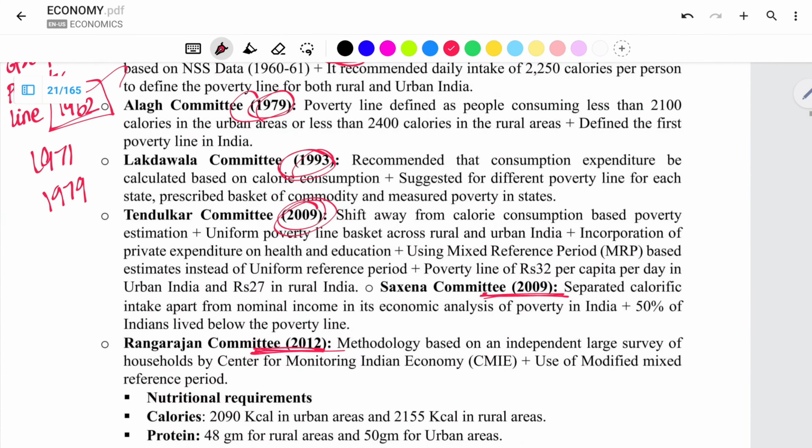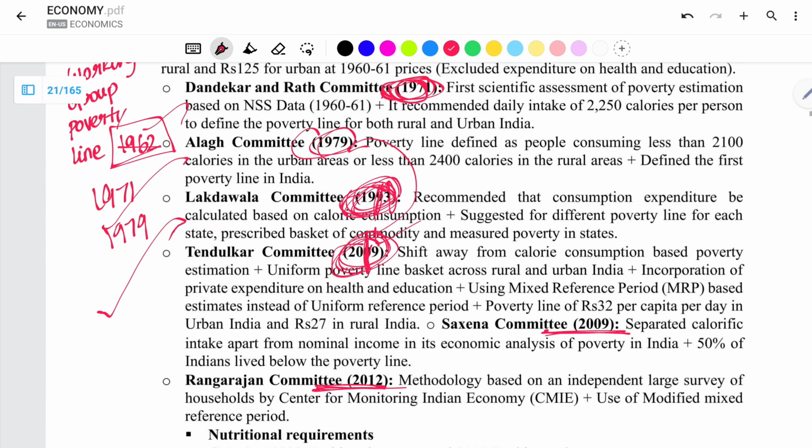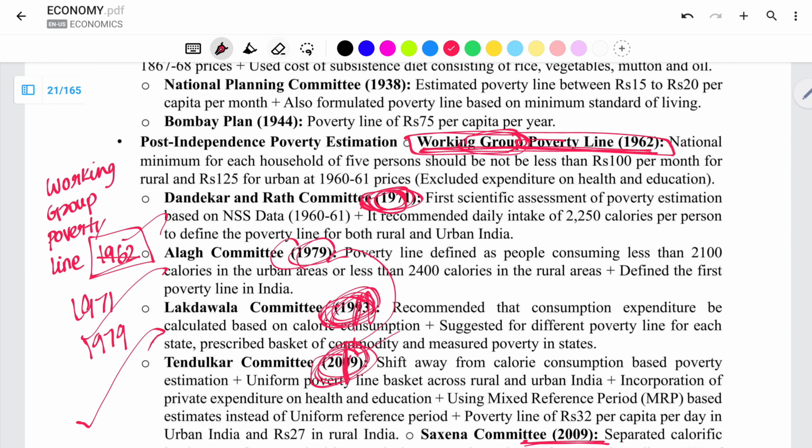Just half a page of information, right? How are you going to process this information? First, there was a group, that group was the working group on the poverty line. For the poverty line: 1962, 1971, 1979, 1993, 2009, and 2012 is the last date which we have to remember. There was a working group for the poverty line, and this was in 1962.